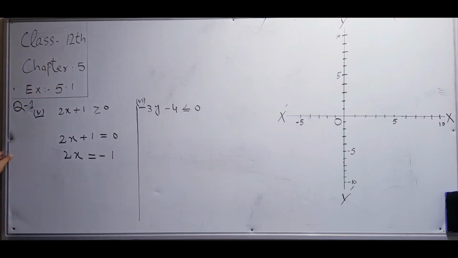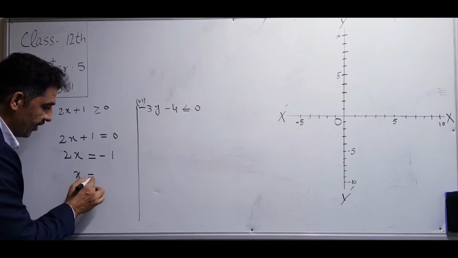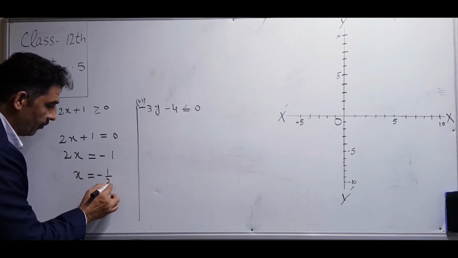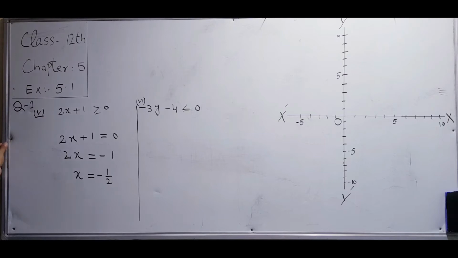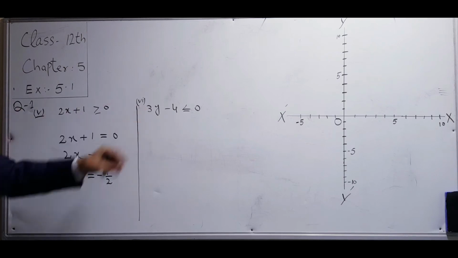x must be single on the left hand side. So what do we have to do in the next step? Good. The 2 is dividing on the other side. So x is equal to minus 1 over 2. Right? Leave it here. I will also start to solve the second part.